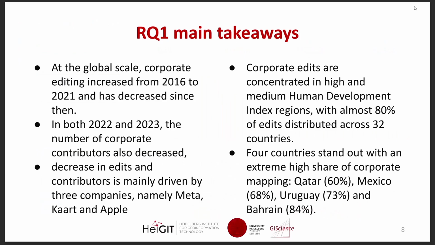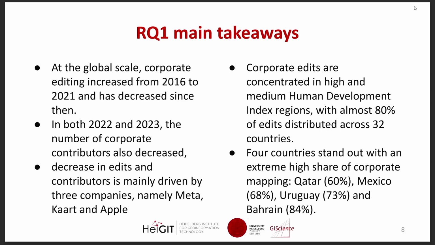Okay, nice. So what are the main takeaways here? Corporate mapping increased a lot between 2016 and 2021, but since then it has decreased, and that was unexpected for us. Also, the number of corporate mappers has decreased since then, but it's mainly driven by 3 companies, Meta, Grab, and Apple, that map less now.